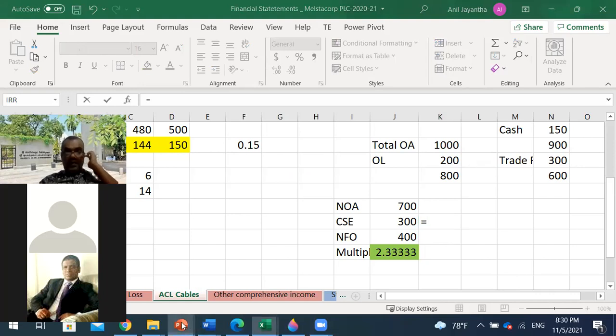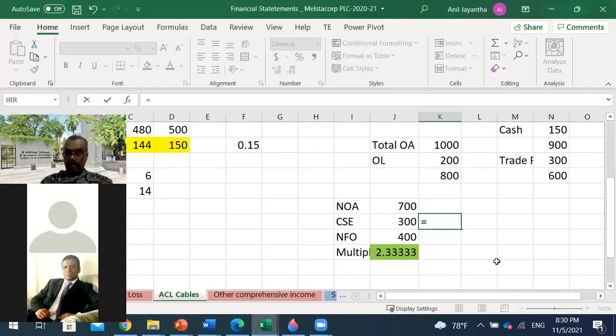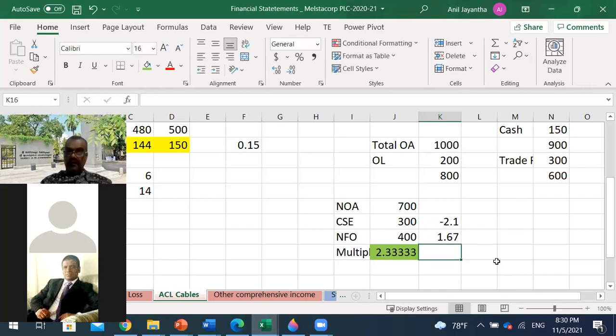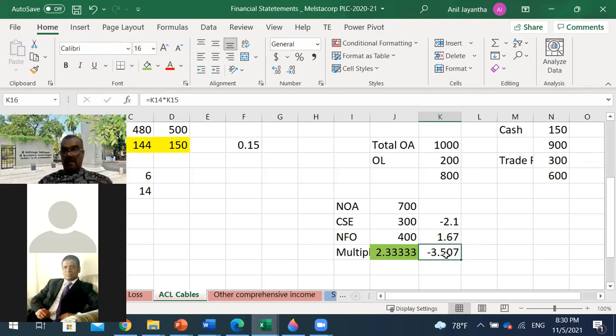You better do the calculation and realize it by yourself. Then the spread becomes minus 2.1. Minus 2.1 times 1.67. So therefore, the impact of leverage would be minus this much.